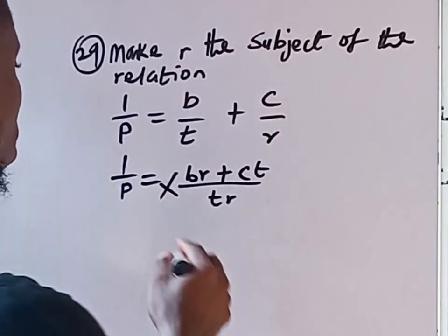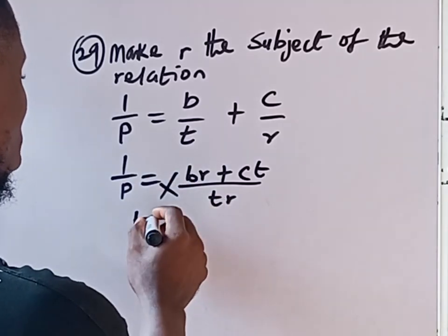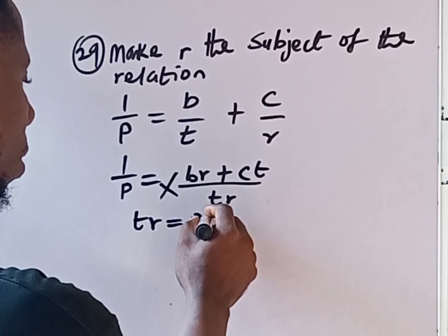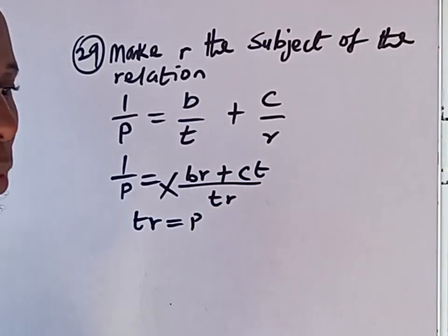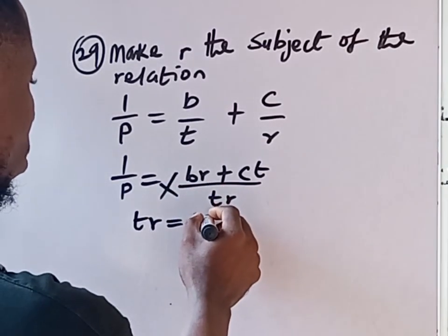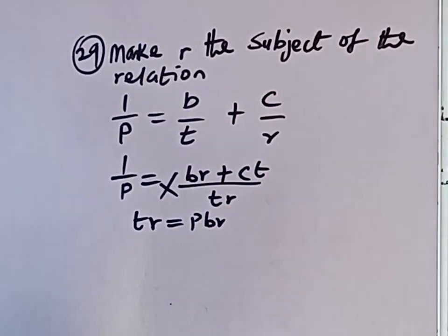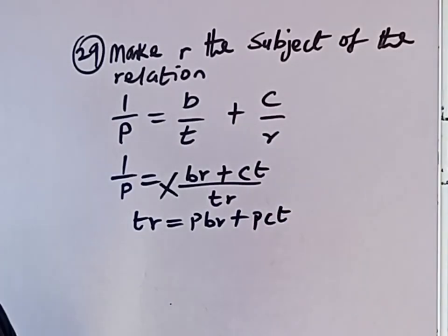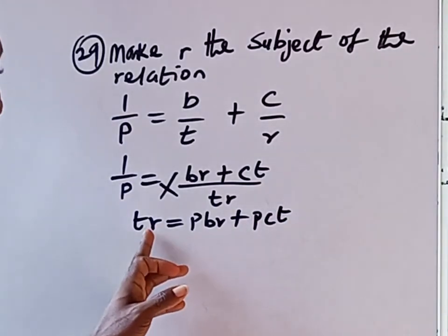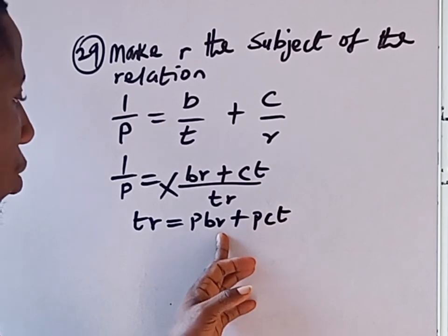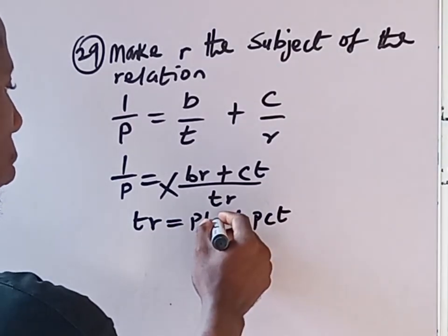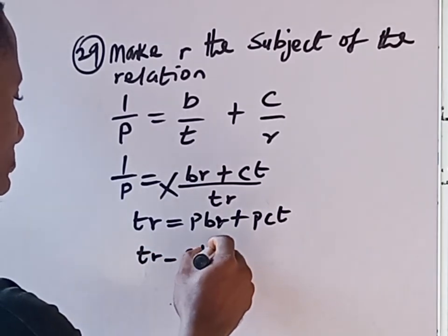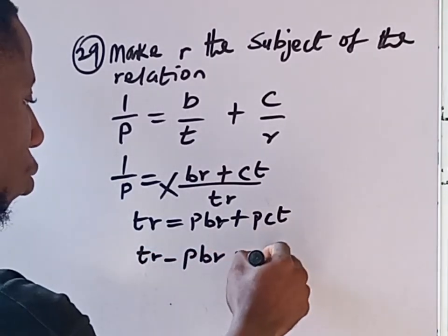If we cross multiply, we have 1 times tr, which is tr, equal to p times br plus pct. Since we have r common here, there's r here and r here, we are going to move this to this side. So we have tr minus pbr equals pct.